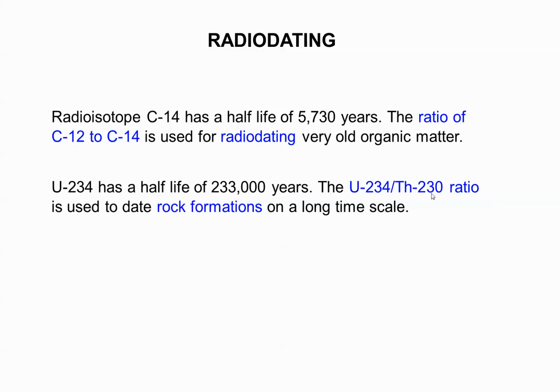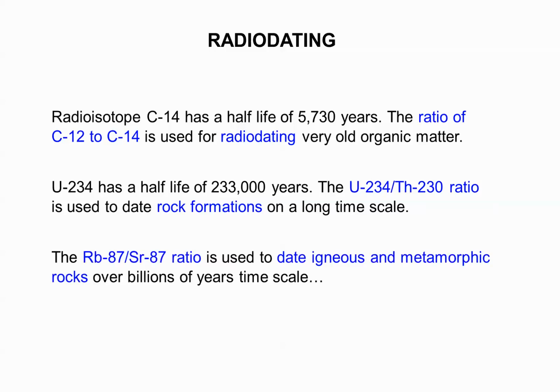Uranium-234 decays into thorium-230 by emitting an alpha particle. Both elements got trapped during the formation of rocks and other geological formations, then over time uranium-234 decays out. So determining the ratio of U-234 to thorium-230 is a way of measuring the time clock of rock formation over hundreds of thousands of years.